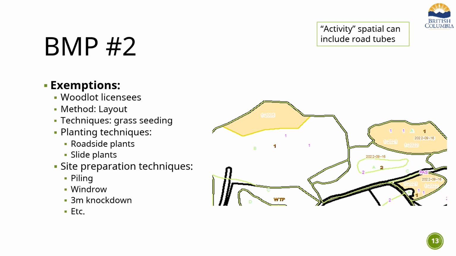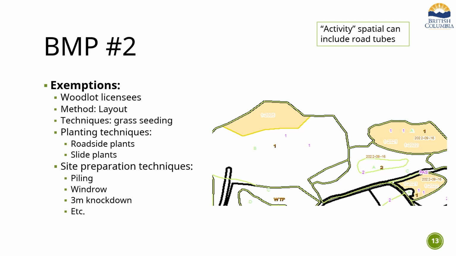This will remain as a BMP for woodlots. We're not planning on changing the risk. The other exemptions relate to specific technique and activity methods, typically where it wouldn't be feasible or worthwhile to map them out. For example, there's no point receiving spatial for the layout of an activity. Instead, we want the spatial for the completed treatment. We'll also exempt roadside planting and slide planting from this spatial requirement. They're both small areas, typically, and hard to map.